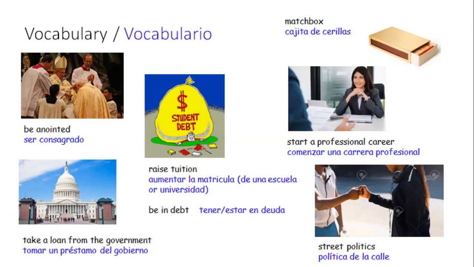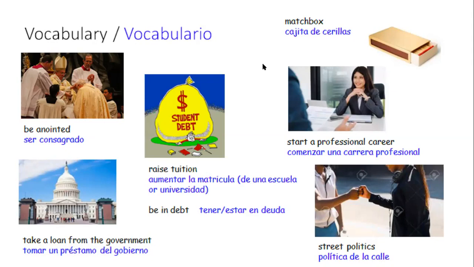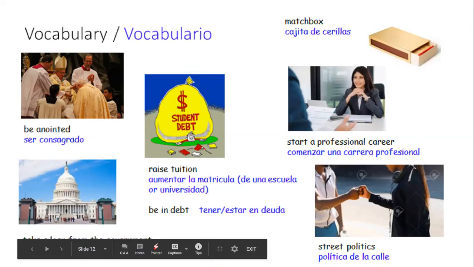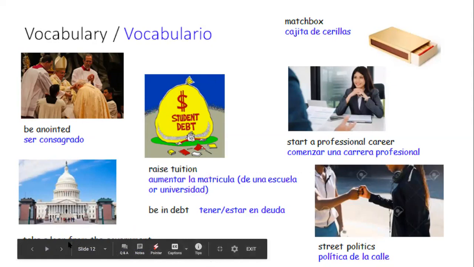Can everybody look at this picture in the lower left-hand corner? What do you see in this picture? What building is this? Where is this? Yes, it's in Washington, D.C., our capital. This is the Capitol building where Congress makes laws, okay? And sometimes the government will give us money so that we can go to school, okay? But of course, we have to pay back that money eventually. Can everyone say, take a loan? Loan. The OA makes the O sound in loan.